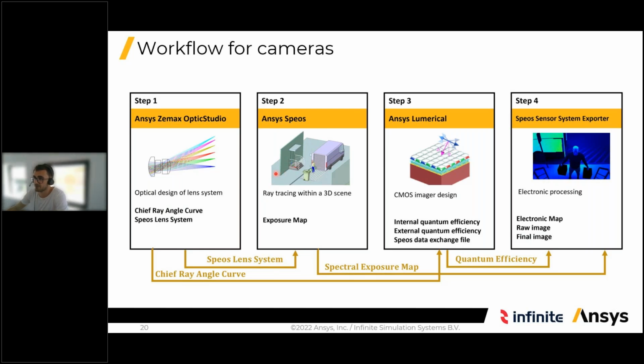In Ansys Lumerical, you can determine the quantum efficiency of the sensor. So quantum efficiency says how well the photons are absorbed in the sensor. And then you can post-process the image considering the quantum efficiency of the sensor.